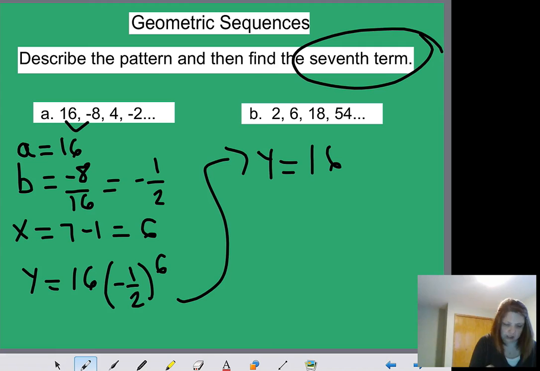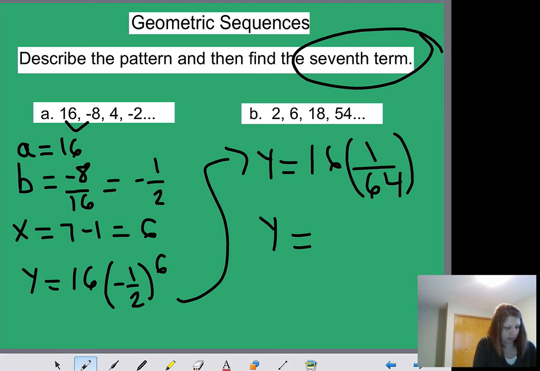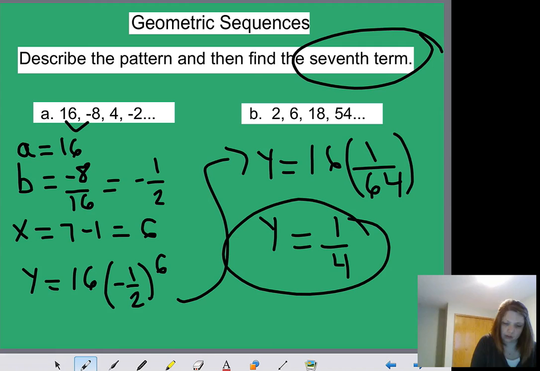So we have 16 times on the calculator. I want you to put inside the parentheses -1/2, close the parentheses, and then to the power of 6. That will be 1/64. So we have 16 times 1/64. And the answer for this will be 1/4. So the seventh term of the sequence will be 1/4.